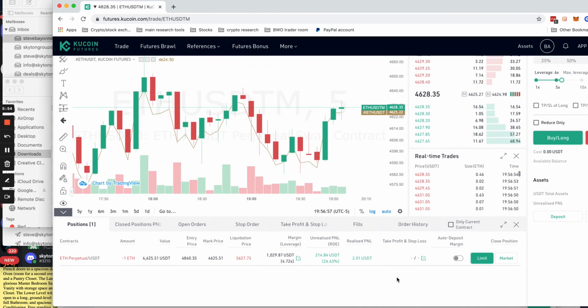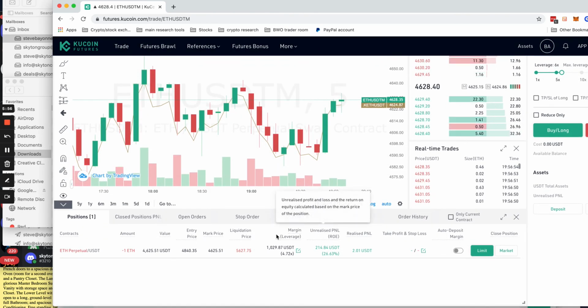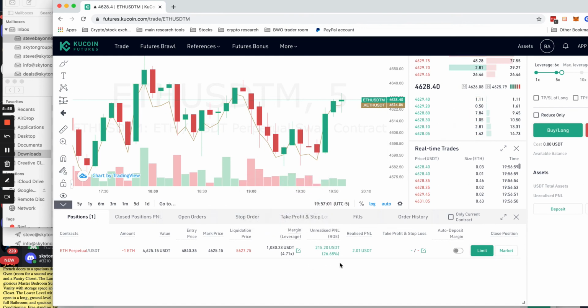So that's a tutorial on the holdings area and how to take profit, stop loss, and then close your position either through a limit or a market.